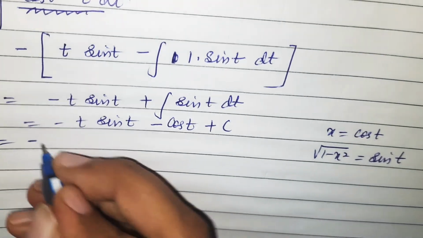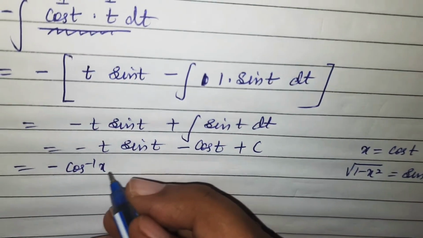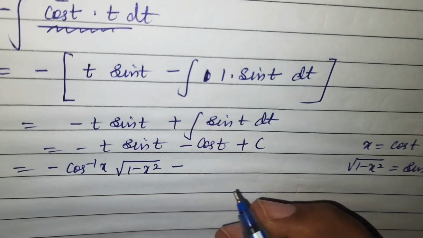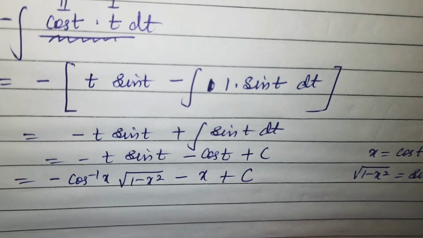So minus t is cos inverse x, then sin t is under root 1 minus x square, then we'll have minus cos t is x plus c. So this is your answer.